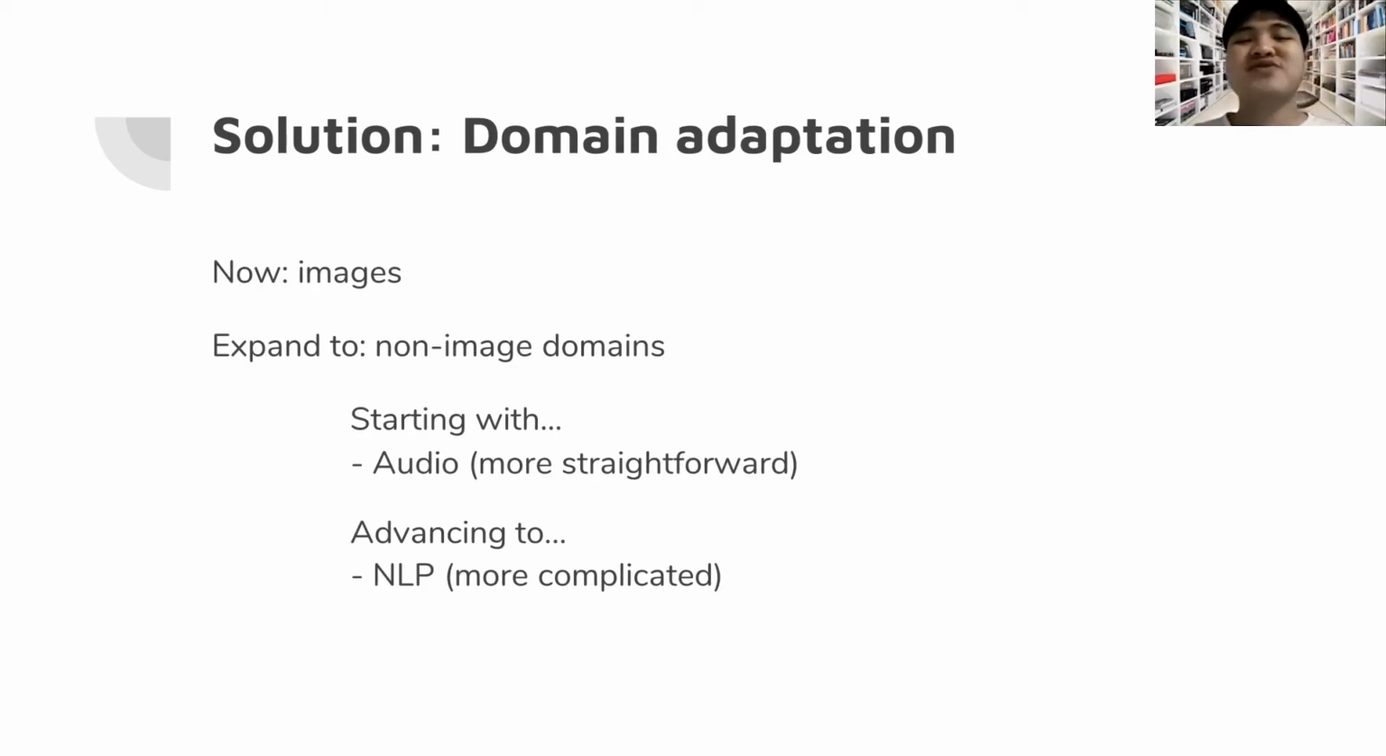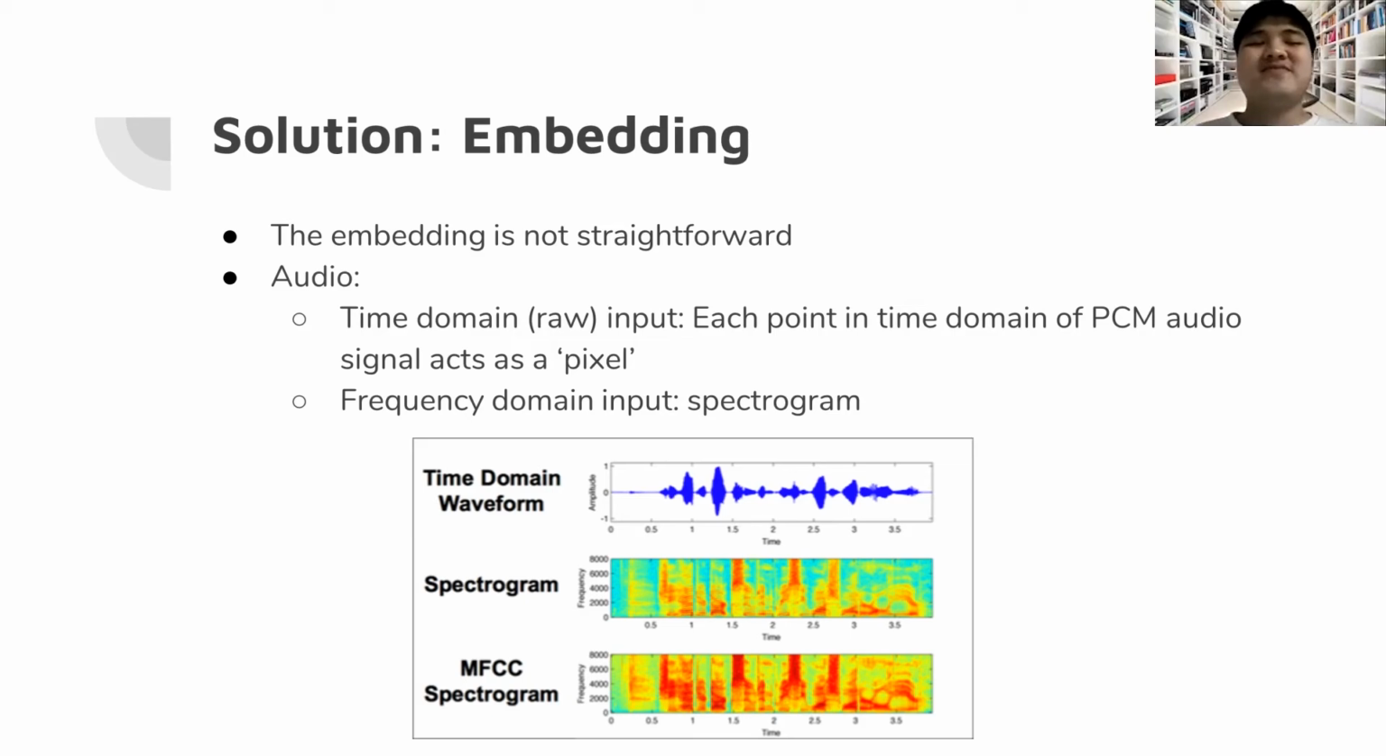To move this algorithm to another domain, we need to do some adaptation. For now, the paper only studied image domains. We would like to expand, starting with a more straightforward domain, audio, and then advancing to a more complicated one, NLP. Note that for the algorithm to work, the input that we're trying to make an adversarial attack on must be in vector or matrix form in order to perform the search-based algorithm. For image, the data is inherently a matrix, but for audio and NLP, it's not that straightforward.